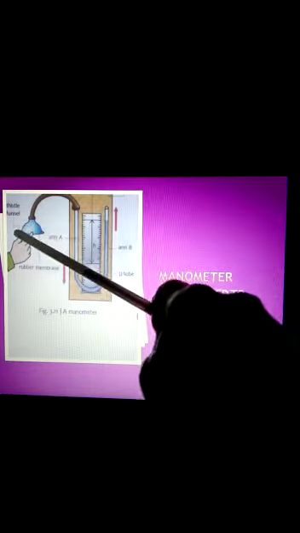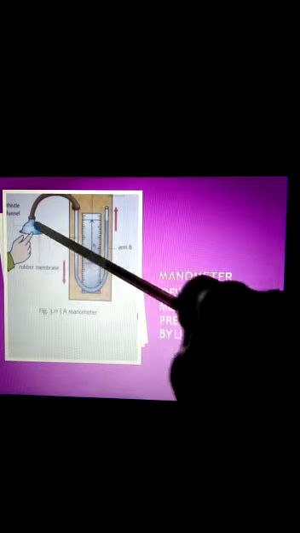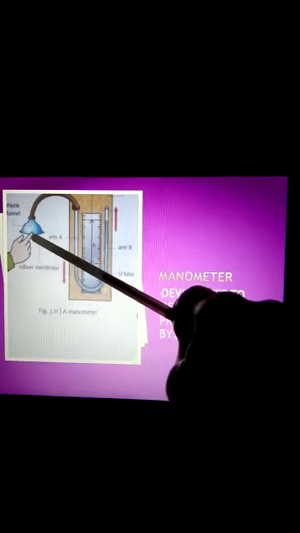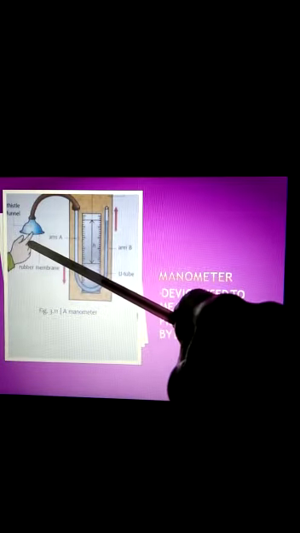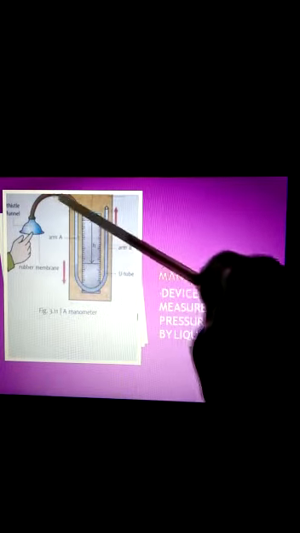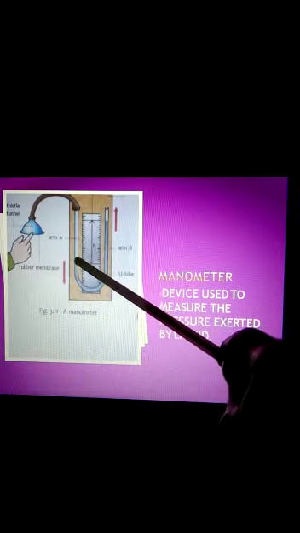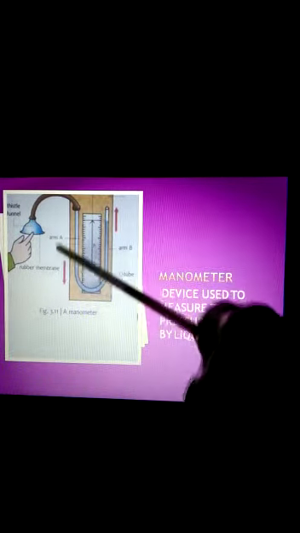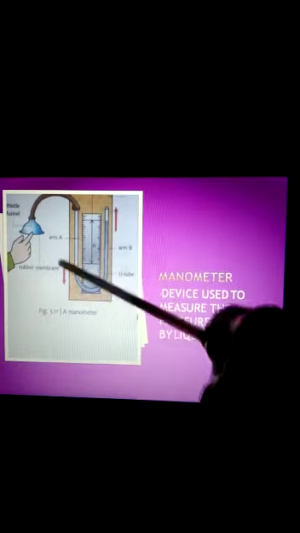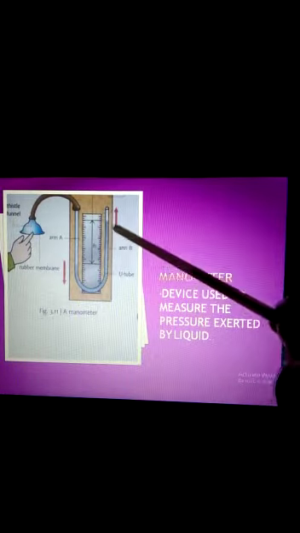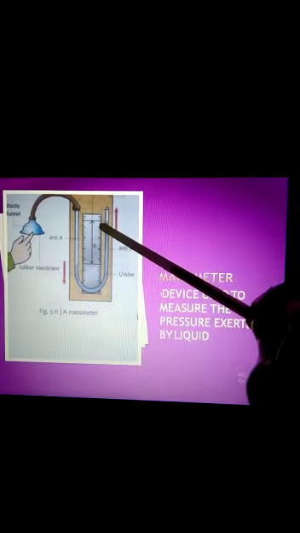When pressure is exerted on the rubber membrane attached to the mouth of the thistle funnel, it will lead to a fall in pressure on arm A and a rise in the liquid pressure on arm B.